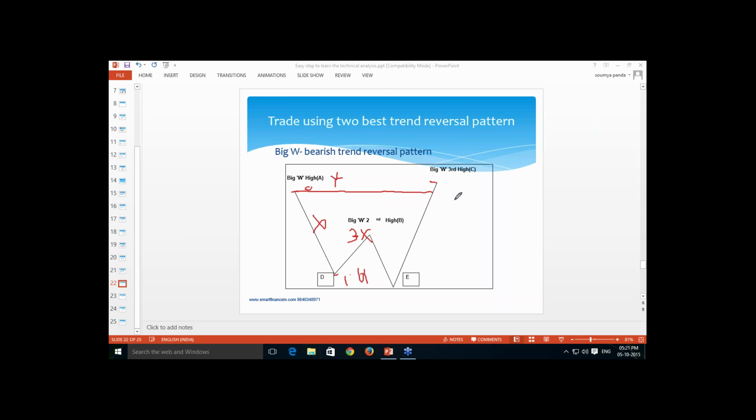And here the pattern breakout is nothing but your A. A is your pattern breakout. So this is the pattern's original rule.